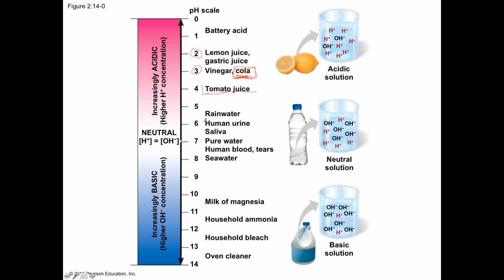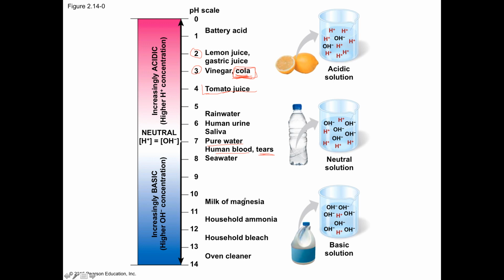Tomato juice, or tomatoes in general, are really, really acidic. So if you find yourself consuming lots of tomato juice, that's also very acidic. Rainwater, slightly less acidic. Human urine and saliva are about 6. Pure water is about 7. That's neutral. Human blood is supposed to be neutral, and so are tears. So about 7. Seawater is going to be a pH of about 8, which is basic. Seawater's got lots of salt in it and probably some urine and who else knows what's out there. Milk of magnesia is going to be a little bit above 10.